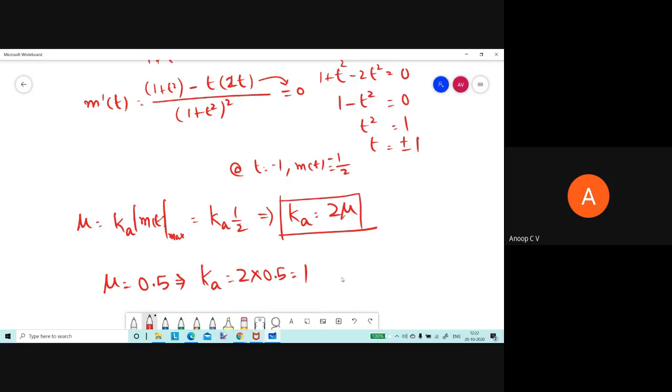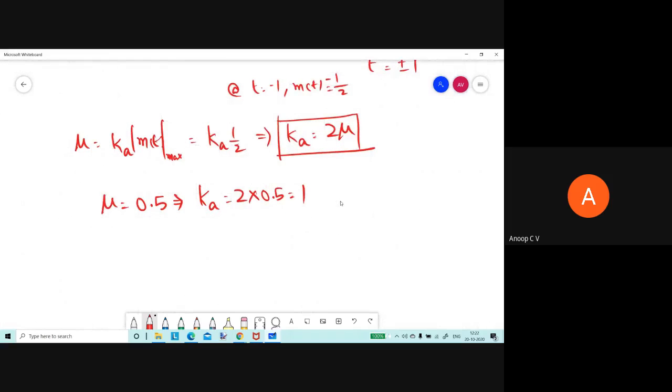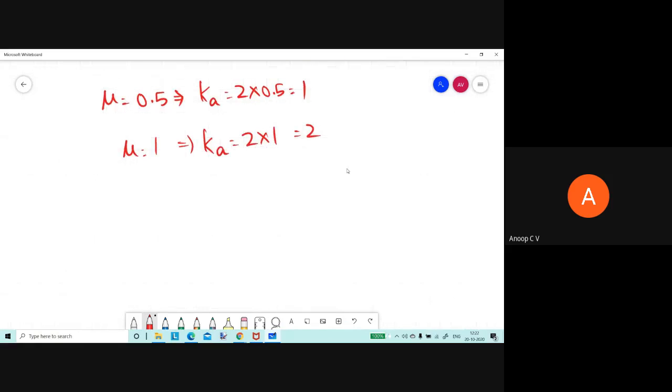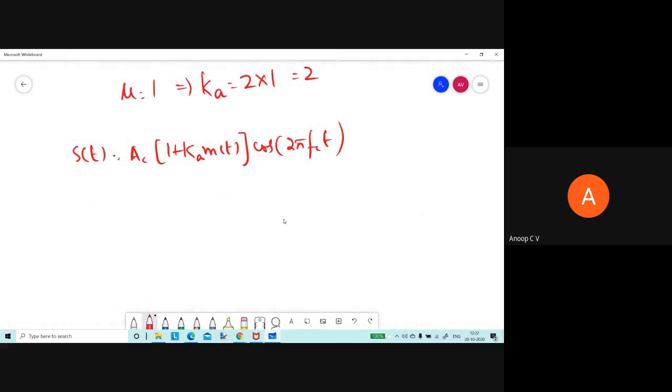And also, I request all of you to try out this. Whenever mu is equal to 1, in the second case Ka will be equal to 2 into 1, that will be equal to 2, right? And the time domain expression is one and the same. It is s(t) is equal to Ac into 1 plus Ka into m(t) cos 2 pi fc t. That is the time domain expression.